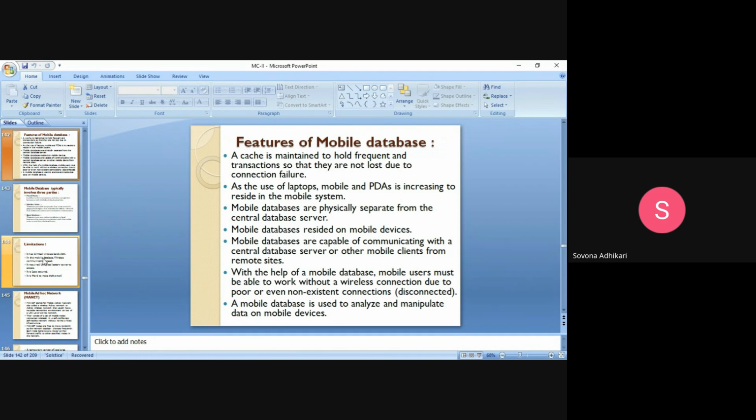With the help of the mobile database, a mobile user must be able to work without a wireless connection, due to poor or even non-existent connection. So using this mobile device, you can work without a connection or even with a poor network. A mobile database is used to analyze and manipulate data on mobile devices. You can use the mobile device to analyze and manipulate data on your own device.